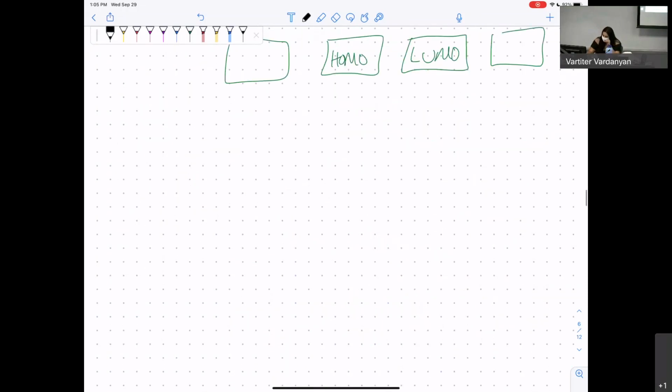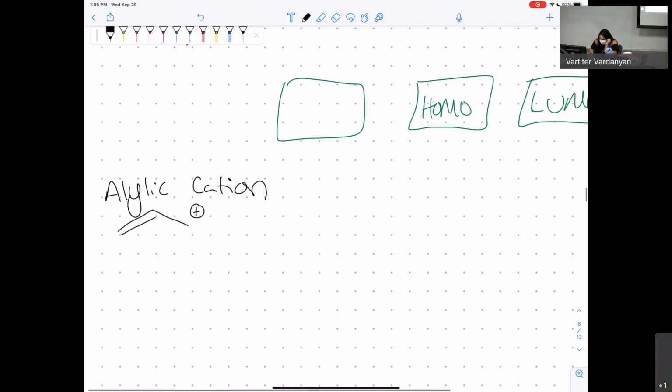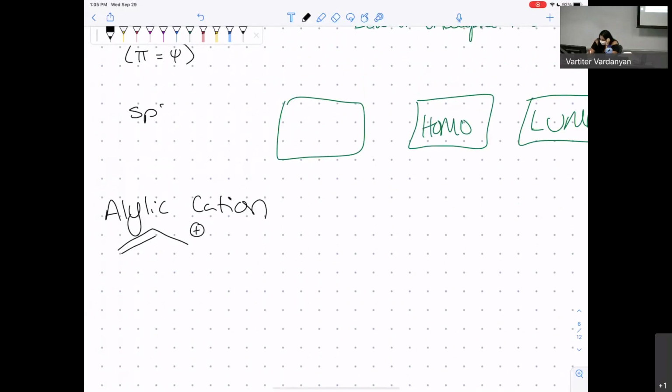Okay, so next we're going to do the allylic cation. And I'm just going to move this down a tad. Okay, so before I draw out the cation, I want to make a note. So sp2 can be double bonds, but it could also be cations, anions, and radicals.